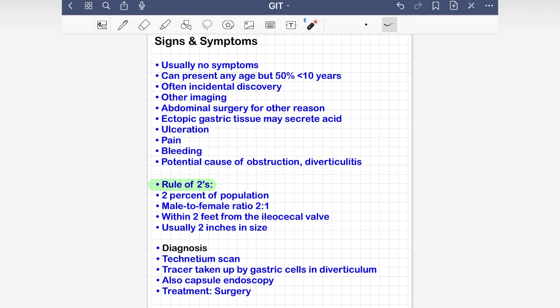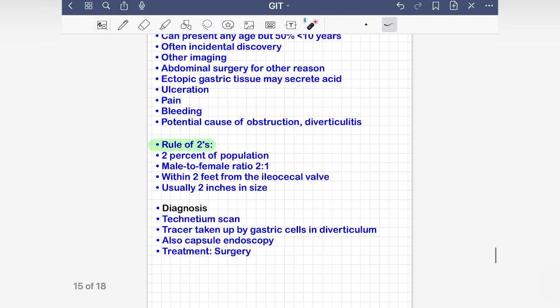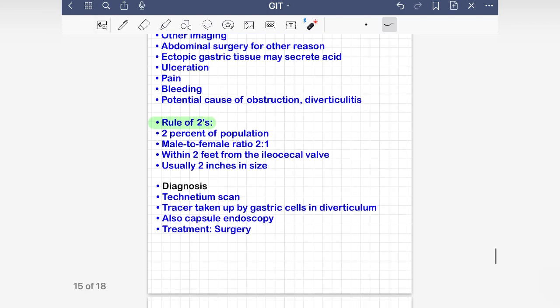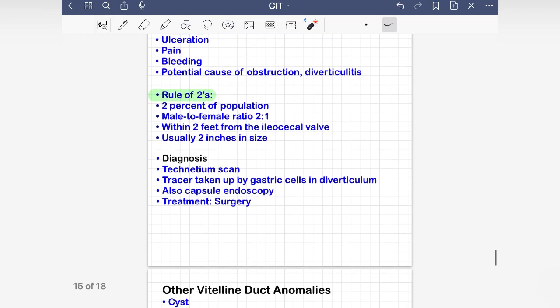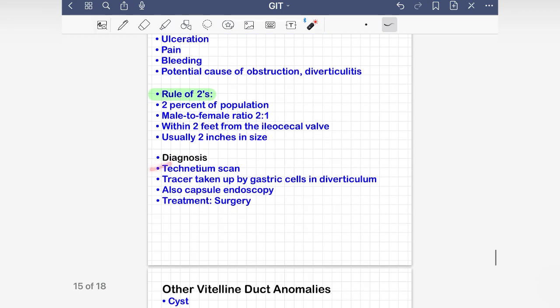There are a couple of ways to make a diagnosis of Meckel's diverticulum, but one of them is called technetium scan. The patient is administered a radio-labeled substance. Another is capsule endoscopy. In this, the patient swallows a capsule that takes pictures as it moves through the intestines, and sometimes in those images you can see the diverticulum. The treatment for symptomatic Meckel's diverticulum is surgery.